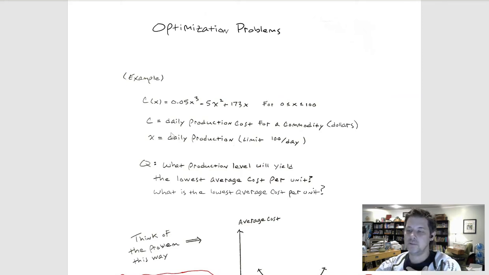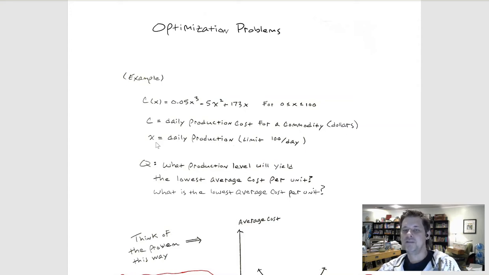In this example, we have this function right here that models or predicts. It might not be perfect, but models are not perfect. We've got this equation, and it claims to model the daily production cost for some commodity. A commodity is some generally desirable item for sale on the market. So this function gives the daily production cost for some commodity in dollars.